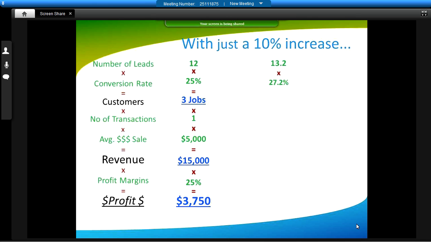Conversion rate is all about getting better, asking for the sale, setting it up right, and just doing good work. If we increase our conversion rate by simply 10%, that takes our conversion rate to 27.2% instead of 25%. But look what it does to our jobs. Instead of 3 jobs, we're now getting 3.5 jobs.